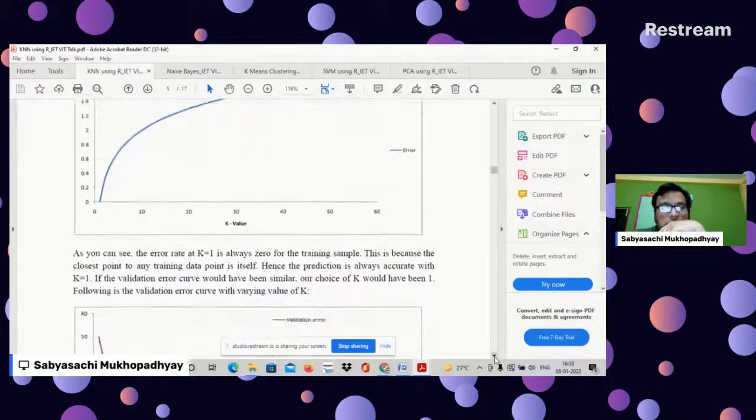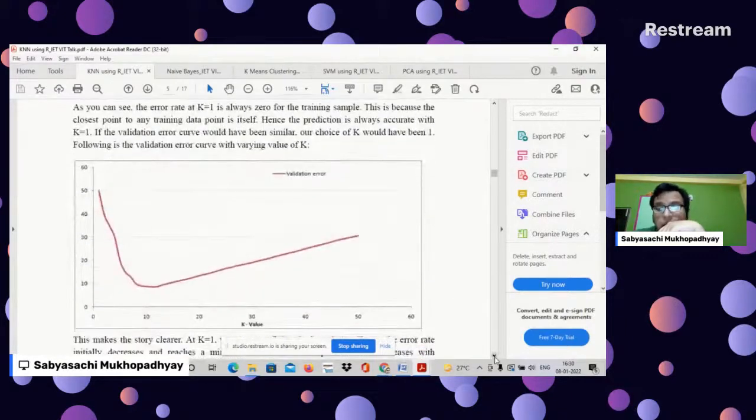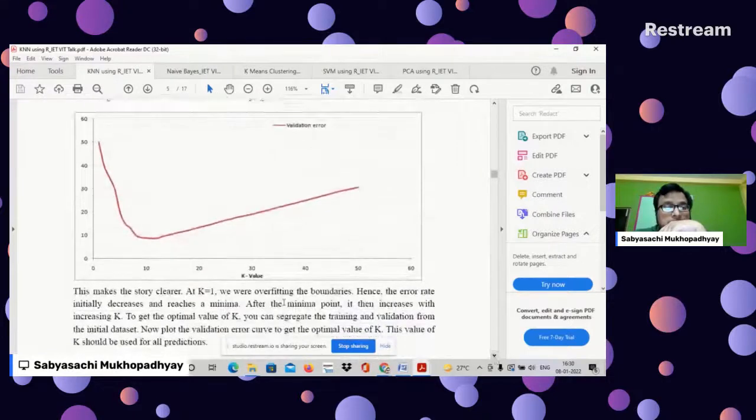Now for the validation data, what will happen? For the validation error curve, you see that for K equals 1 we are overfitting the boundaries. Like I was mentioning, the system does very well on the training dataset but miserably fails on the validation dataset, because validation error is greater than training error. Overfitting happens because with K equals 1, in each case it is the single nearest neighbor. Your accuracy for training will be 100%, but the validation error will be at its peak.